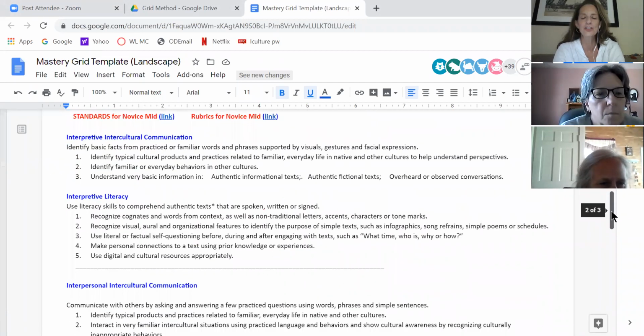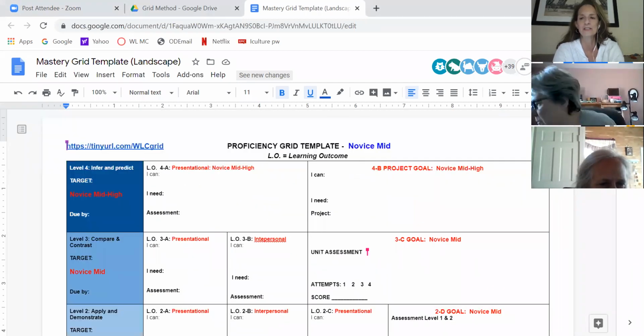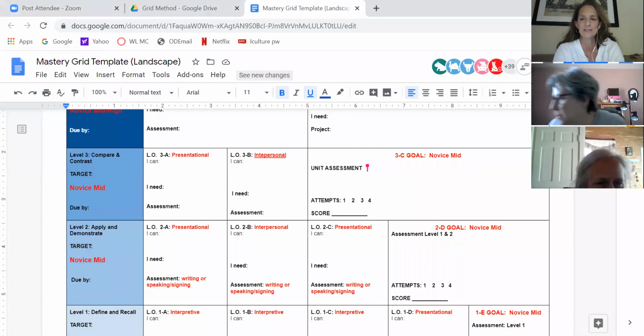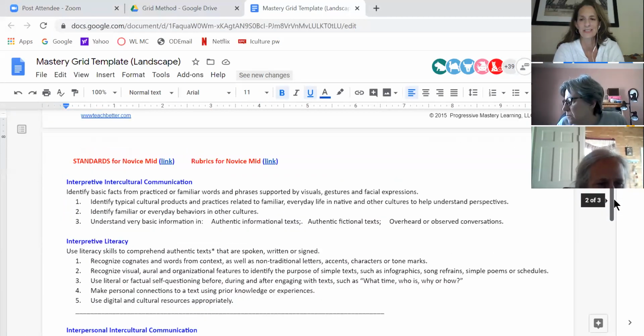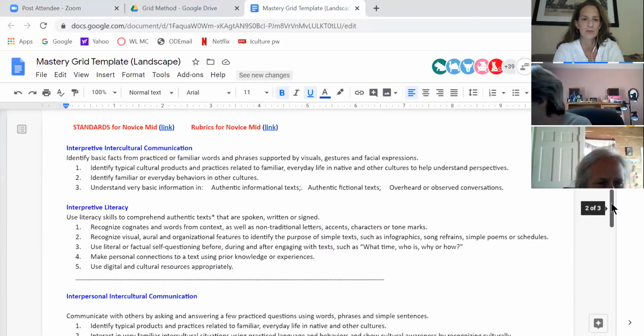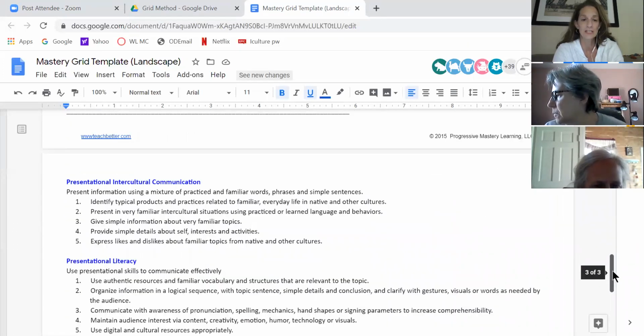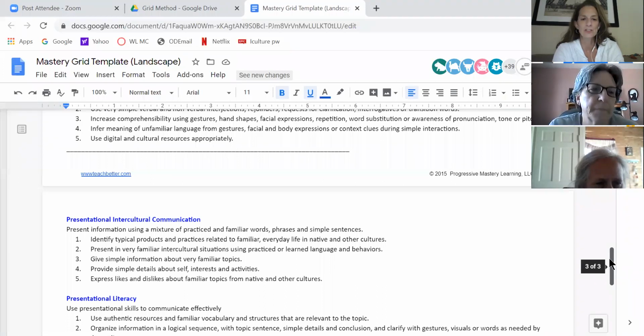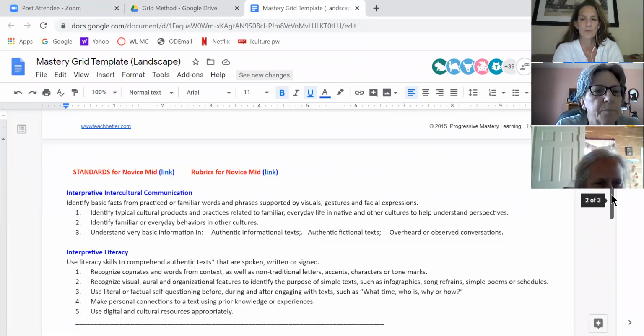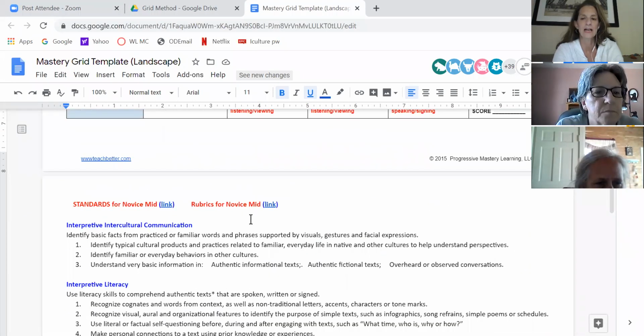And then on page 2, I figured we could do a sample grid for novice mid, because that seems to be an easy one to do. So like end of level 1, beginning of level 2 for most students. And on the second page, I actually put from the new standards, on page 2 and 3, the new standards for novice mid. And there's a link on page 2 at the top.